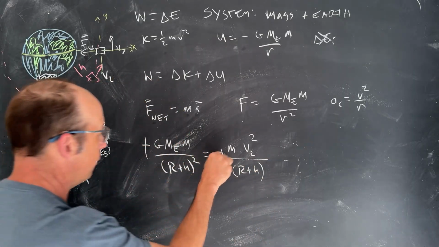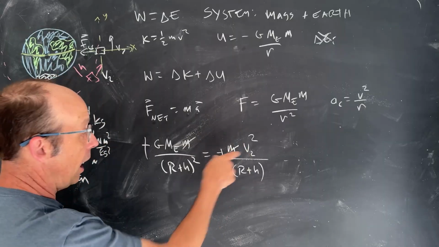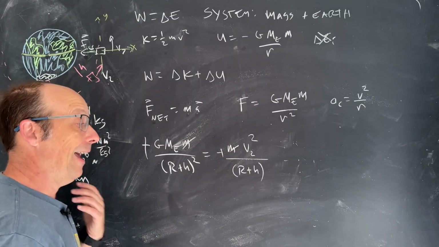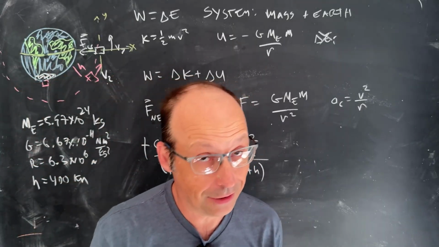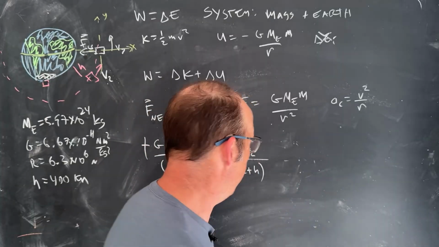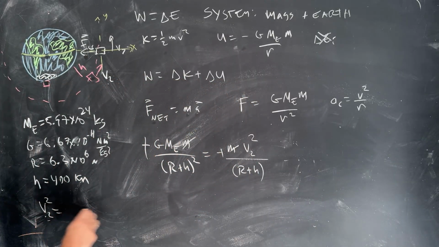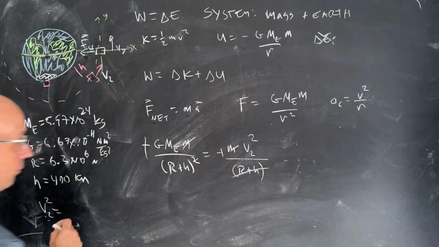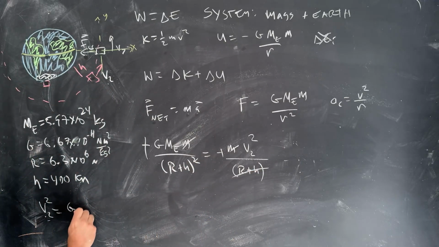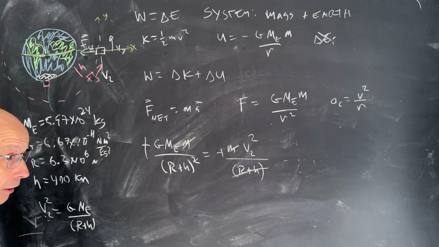The negatives cancel, the mass cancels, and I want to solve for v2. I actually don't even need v2, I only need v2 squared. So let's just leave it at v2 squared. I'm going to put it over here. v2 squared is going to be equal to, notice one of those cancels, G, mass of the Earth, over r plus h. And let's put a box around that because we're going to use that later.